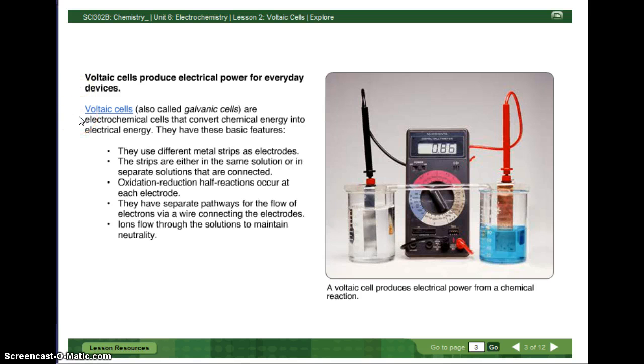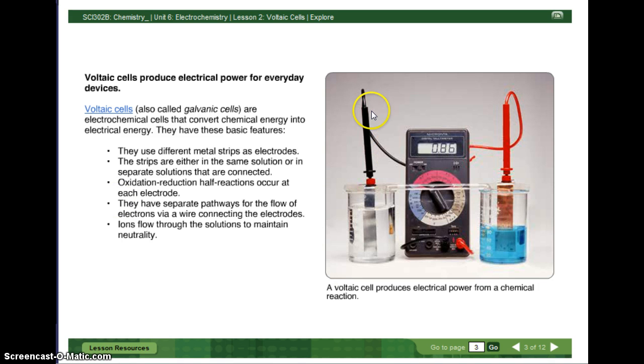Voltaic cells are also called galvanic cells, and they are electrochemical cells that convert chemical energy into electrical energy. They have these basic features. They use different metal strips as electrodes. The strips are either in the same solution or in separate solutions that are connected. So here they're in separate beakers, but notice the glass tube that's connecting them. Oxidation reduction half reactions occur at each electrode. They have separate pathways for the flow of electrons via a wire connecting the electrodes.